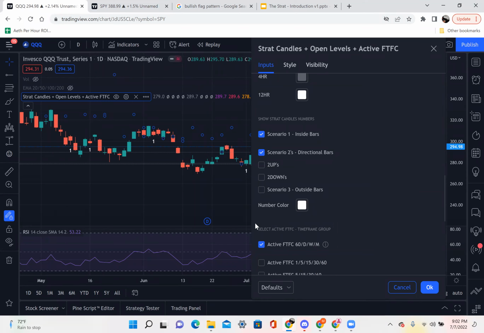Then I'll click scenario 2 bar. I'll turn those 2 on, and then I'll turn on scenario 3. And that's how I utilize my strat, right? But let me show you another way that you can utilize it. For learners, you can go ahead and click scenario 1 bar, right? Click scenario 3 bar.